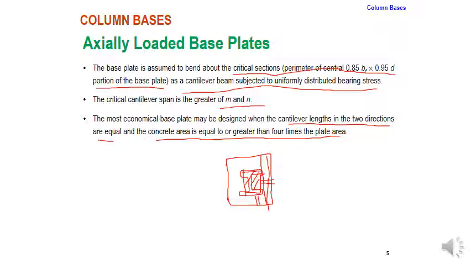So to avoid this situation, this is the unsupported part along both B and N. So this critical cantilever span should be the greater of M and N. We are going to calculate our M separately and N separately. Out of these, whichever is the maximum, conceptually and logically, we have to provide on both of the sides for a safer design. And for the confinement effect, the concrete area under the base plate should be greater than 4 times the plate area.